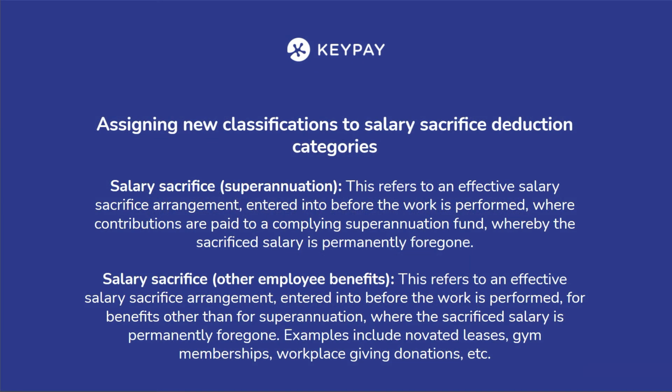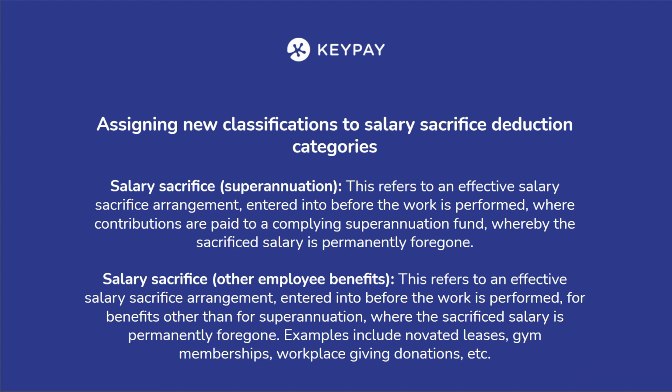Salary Sacrifice Superannuation. This refers to an effective salary sacrifice arrangement entered into before the work is performed, where contributions are paid to a complying superannuation fund, whereby the sacrificed salary is permanently foregone. Salary Sacrifice Other Employee Benefits. This refers to an effective salary sacrifice arrangement entered into before the work is performed for benefits other than for superannuation, where the sacrificed salary is permanently foregone.